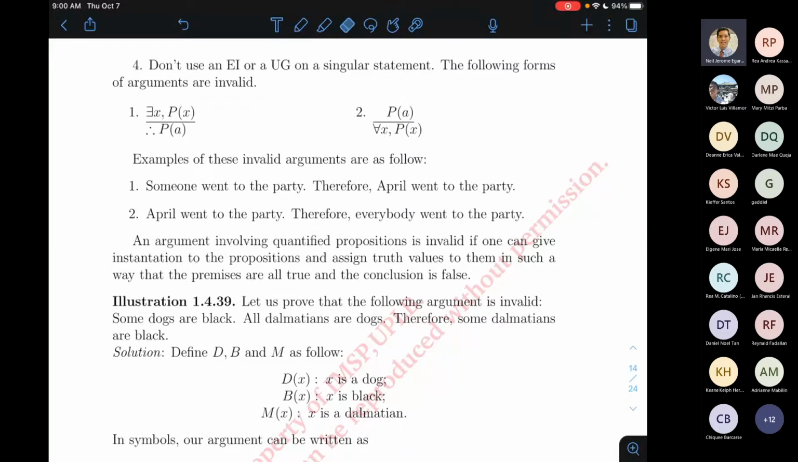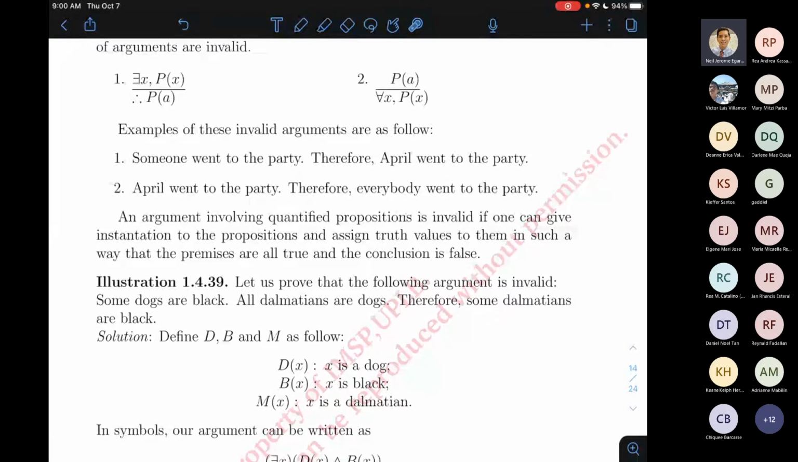Pero siguro dito yata tayo natapos last time when I said I'm not sure what remark number 4, or this statement number 4, means. Sabi dito, don't use an existential instantiation or a universal generalization on a singular statement. And I was thinking what it meant, pero pala binasa ko yung examples, so it might be easier. So it's just saying you cannot just use existential instantiation to a very specific element of the domain without knowledge that indeed that specific element of the domain satisfied the proposition or the predicate that is quantified existentially.